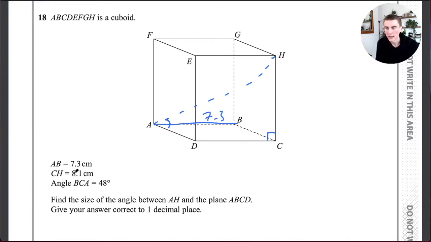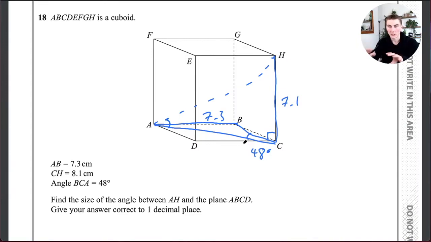And we know C to H is 8.1. So C up here to H is 7.1. And then BCA is 48. So if we drew a line from B to C over to A, this angle here, BCA, would be 48 degrees. Okay, so it starts to look kind of messy here.